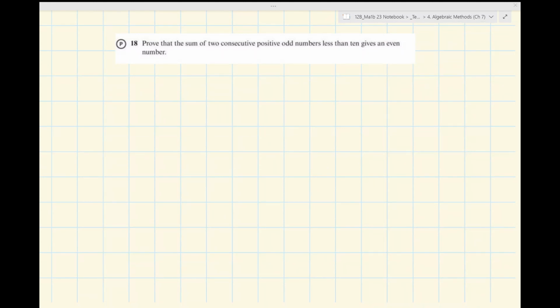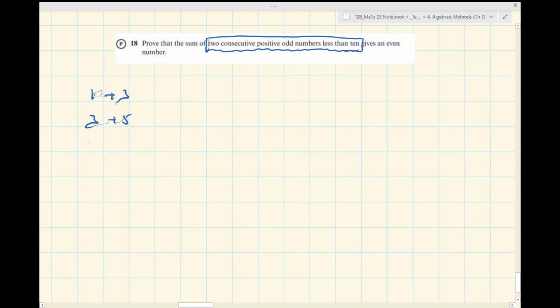Question 18. Prove the sum of 2 consecutive positive odd numbers less than 10 gives an even number. Well, there can't be too many combinations for me to try here, so I'll do this by exhaustion. 2 consecutive positive odd numbers less than 10. So I'm either dealing with 1 and 3, or 3 and 5, or 5 and 7, or 7 and 9. Those are the only possibilities, aren't they? And let me just show that all of those sums are indeed even numbers.